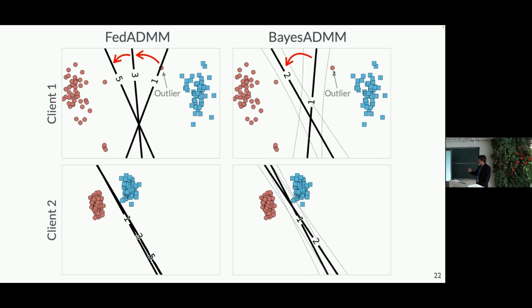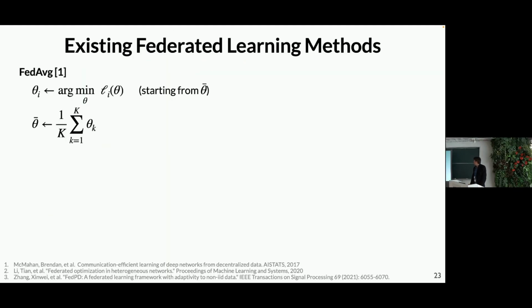And then the other client says, oh no, I'm very certain I should actually be here. And then it can adapt in a single step. So having this weight uncertainty for federated learning should really speed up the training and improve it. But current federated learning methods don't do that. They simply do this averaging of the parameters. So in federated averaging, they minimize locally and average.